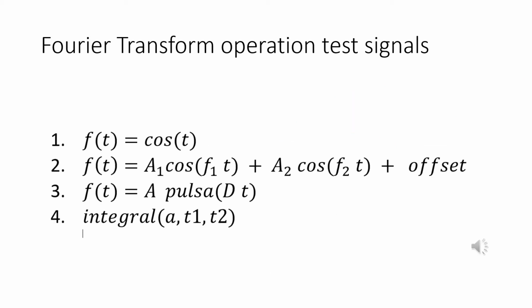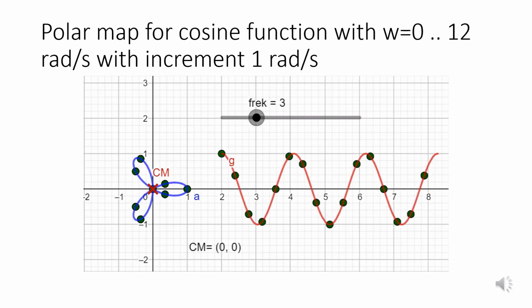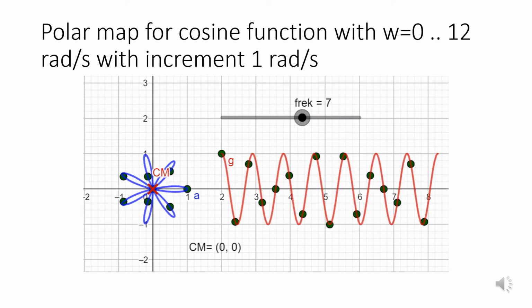Fourier transformation test. Number 1. Test with a single frequency sine function. Number 2. Test with a two-frequency sine function. Number 3. Testing with pulse function. Map the sine function into a polar form with a frequency from 0 to 12 radians per second.